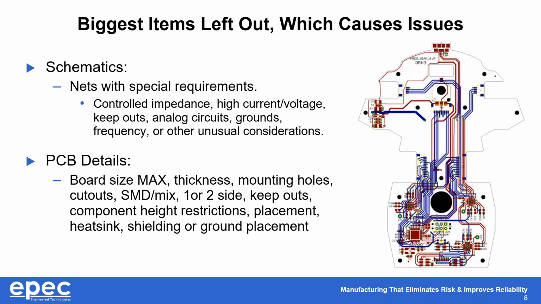Cutouts, surface mount devices, is it going to be one side or will two sides be allowed? Is there component restrictions where there's a special height that has to be met? Some components hang over the edge. Is there something critical there as well? Shielding, ground plane, all these things are critical for your success and ours to get this right as quickly as possible.